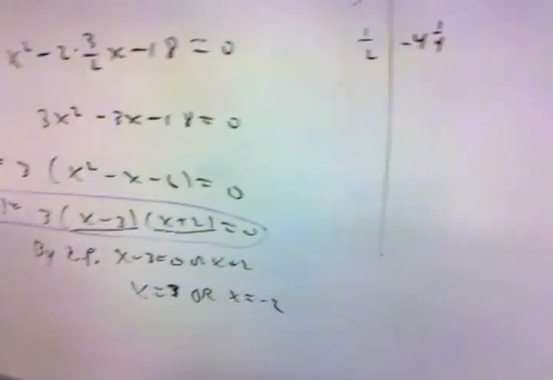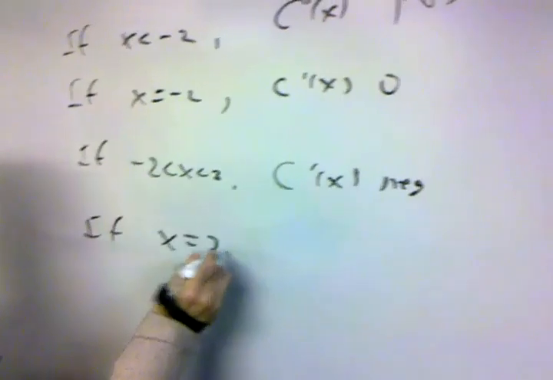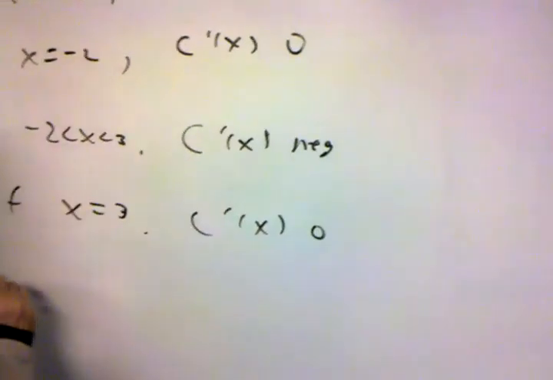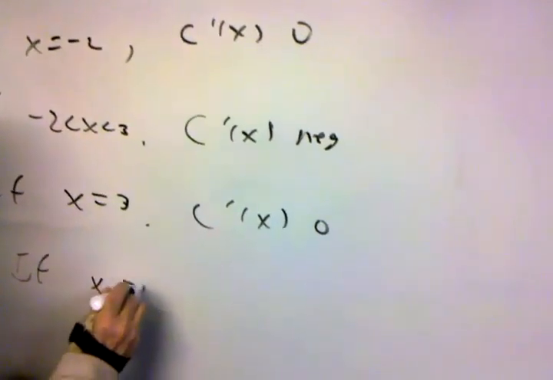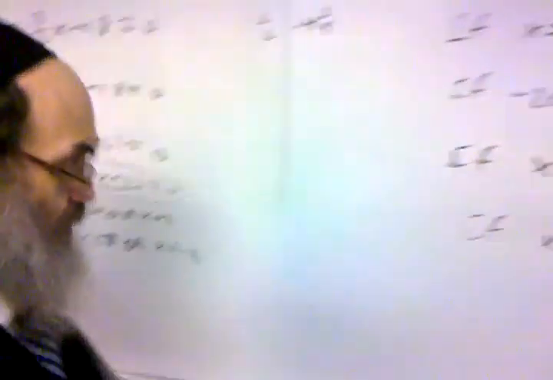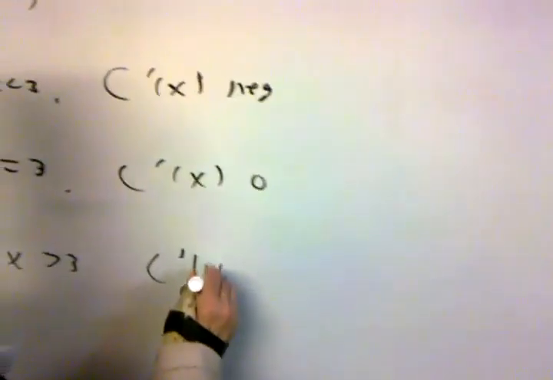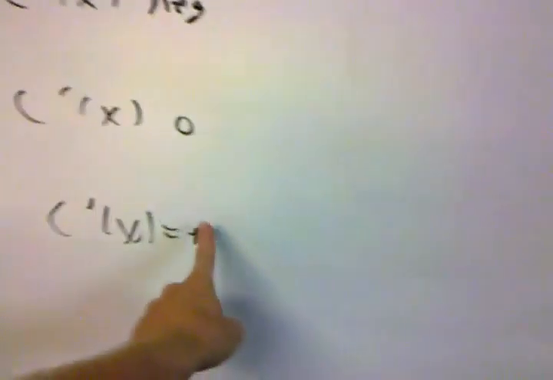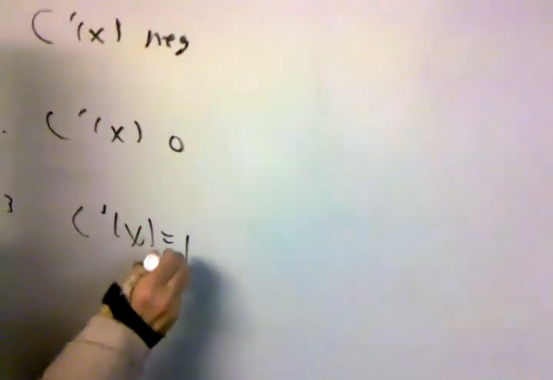Now let's consider, what if x is now at 3? If x equals 3, we already decided c prime of x is again 0. And if x is greater than 3, that's on the extreme right, to the right of that point, then this is positive and this is positive. So there's two positives multiplied, so c prime of x is positive. I'm sorry, I have to write POS, thank you, to be consistent. c prime of x is positive.